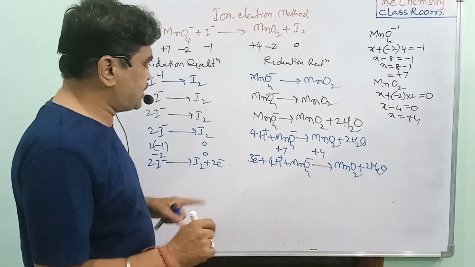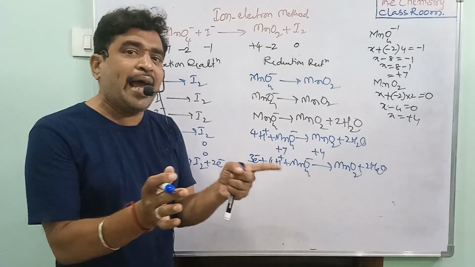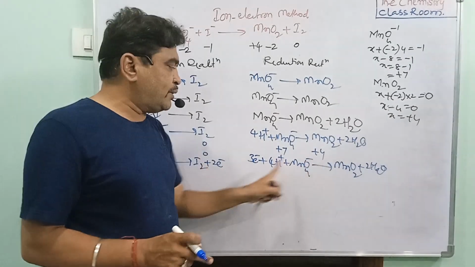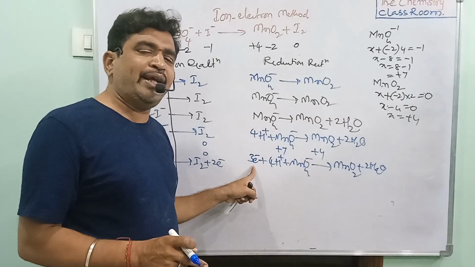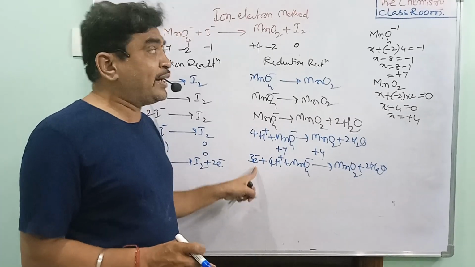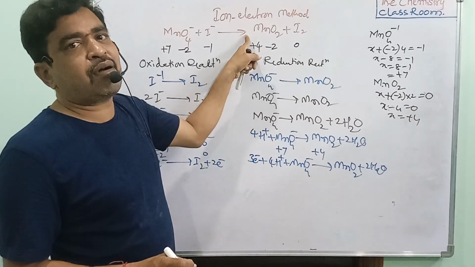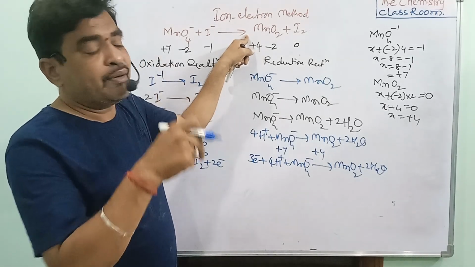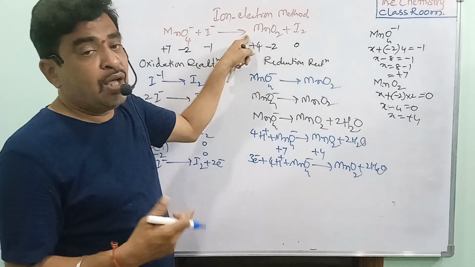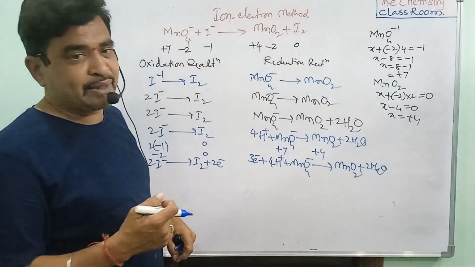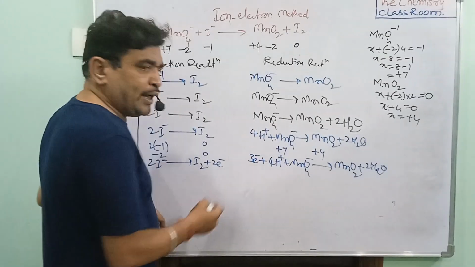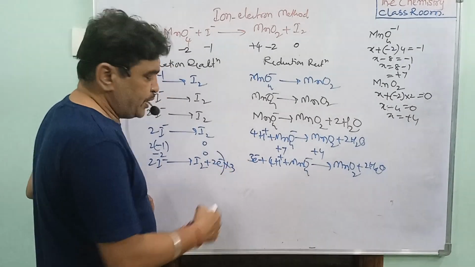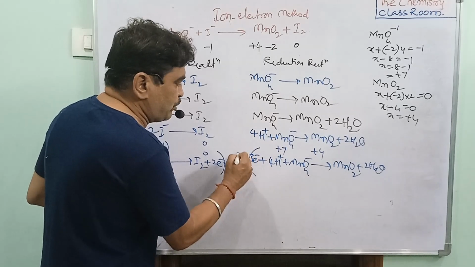But here what happened, you see? When these two reactions are added, on the product side you are getting 2 electrons and on the reactant side you are getting 3 electrons. The electrons should not appear in the final reaction, so we have to cancel the electrons. How do we cancel? We have one method. Here I am multiplying by 3 to this one, and here I am multiplying by 2 to this equation.